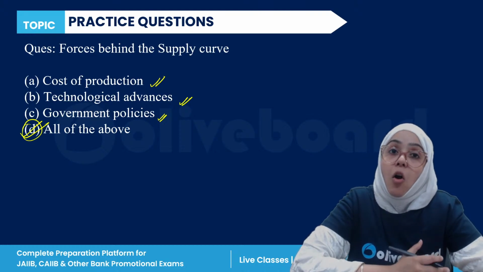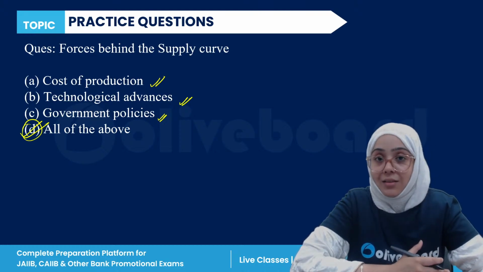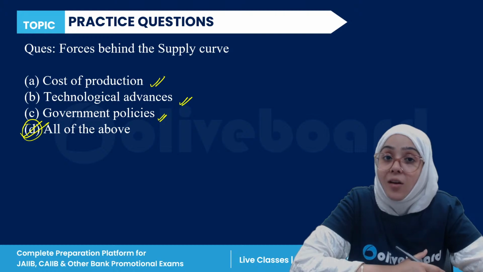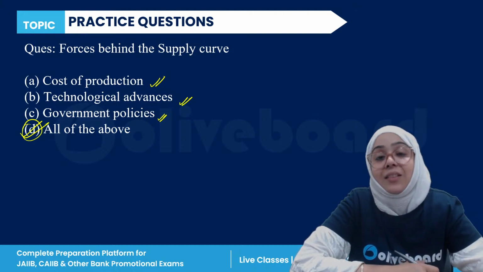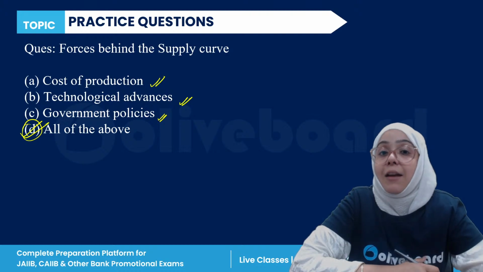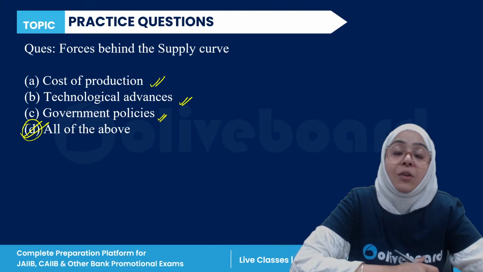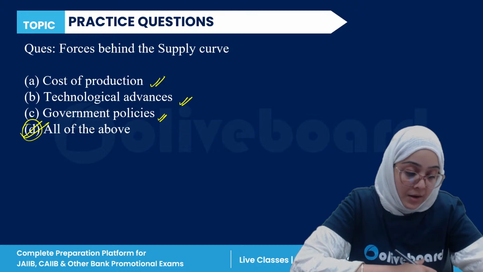When other factors are affecting the supply while price remains constant, meaning price has no effect over the supply, then the supply curve will either shift leftward or rightward. Okay, done.